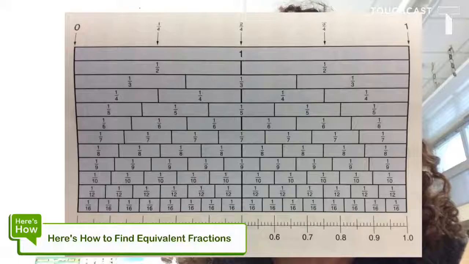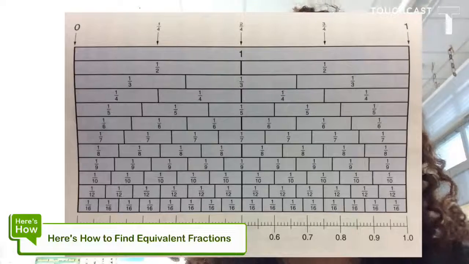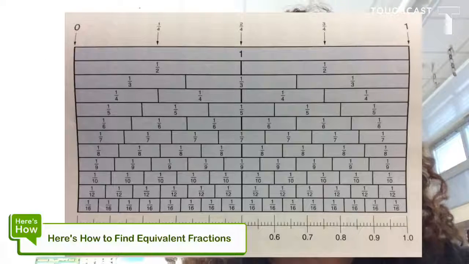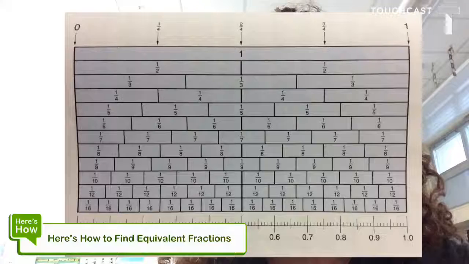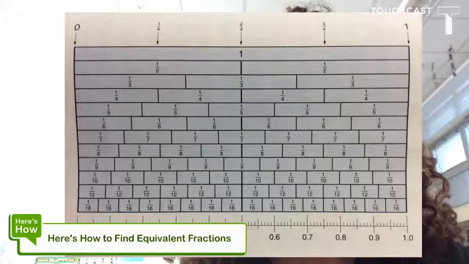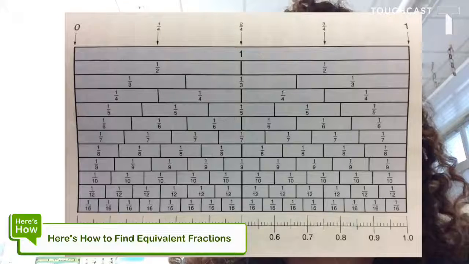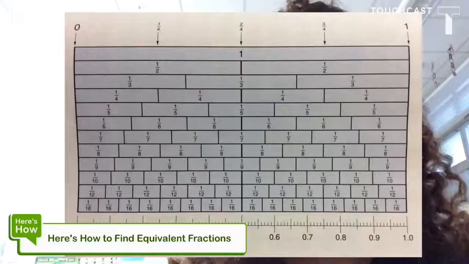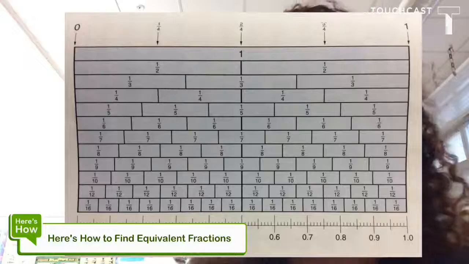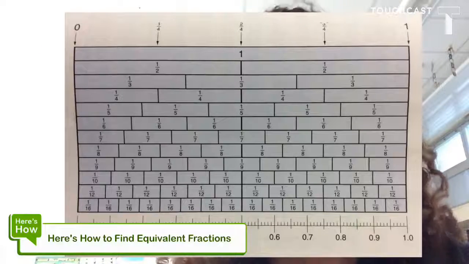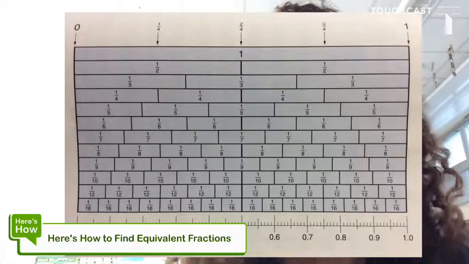You can see the row at the top is one whole. The next row is 1/2 and 1/2. And the next row is 1/3, 1/3, and 1/3. So each row is worth one whole, but broken up into parts based on its denominator. We can use this to find equivalent fractions. Equivalent fractions are those that are worth the same part of a whole.